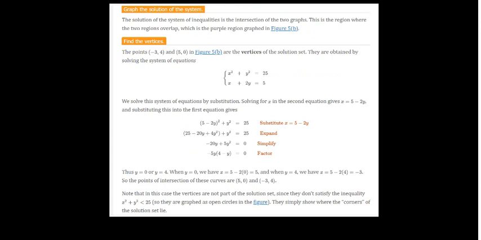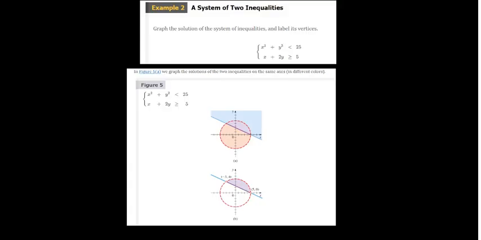Note that in this case, the vertices are not part of the solution set since they don't satisfy the inequality. They simply show where the corners of the solution set lie. Let's see if we can show that. So these points indeed are not part of the solution set, but they are, as mentioned, simply the corners of the system of inequality.